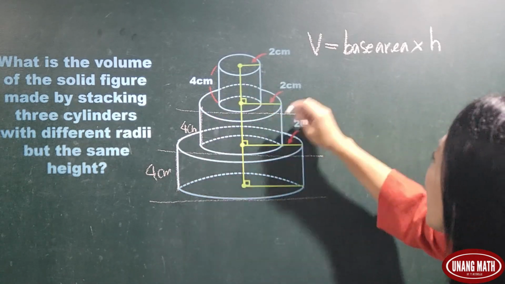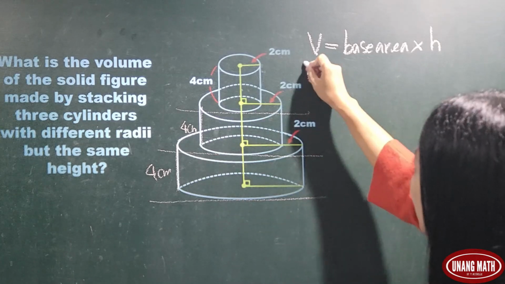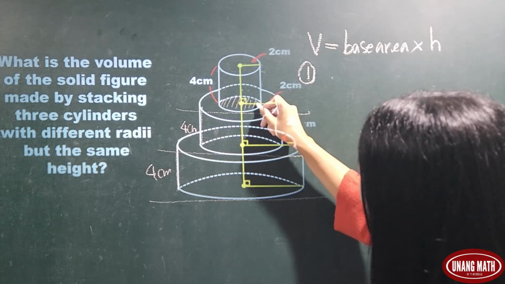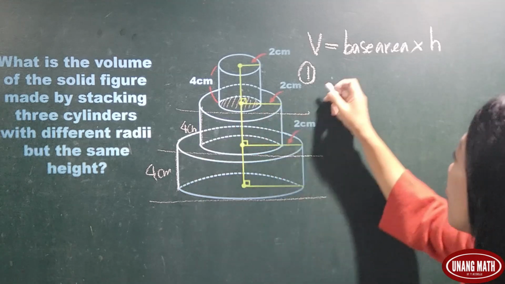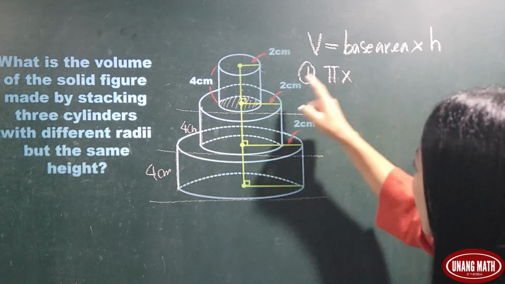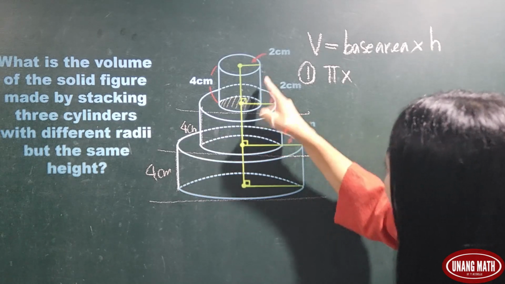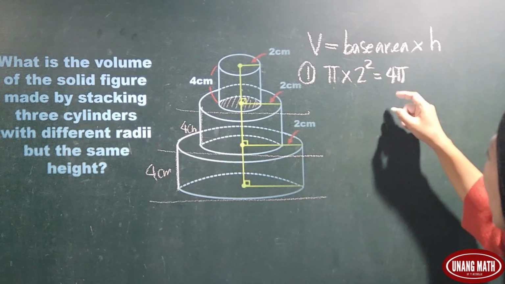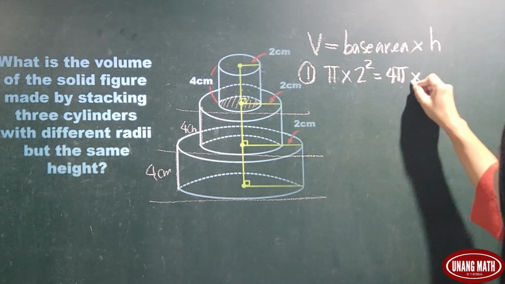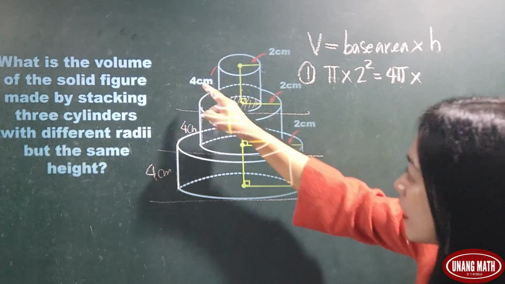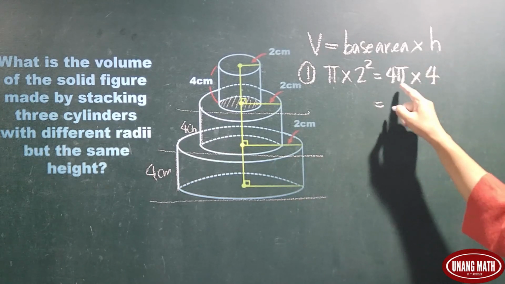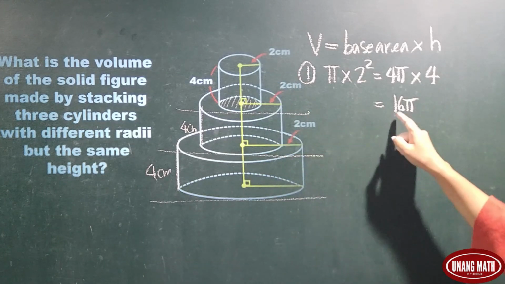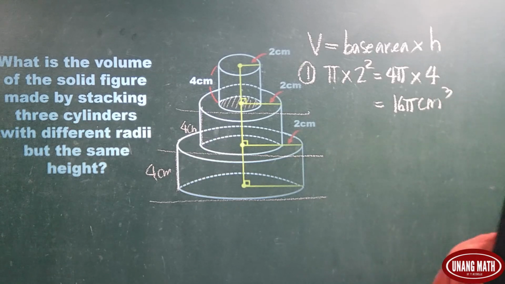Okay, first, let's get the volume of this first cylinder. So what's the area of this base or of this circle? To find the area of a circle, that would be pi times radius squared. The radius of this circle is 2 centimeters. So 2 squared, so that would be 4 pi. So 4 pi is the area of the base. Then we have to multiply this one by the height of this cylinder, and that is 4 centimeters. So 4 pi times 4, that is 16 pi. So the volume of the first cylinder is 16 pi cubic centimeters.